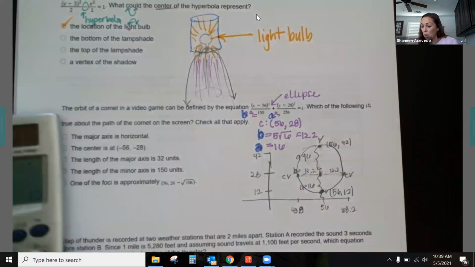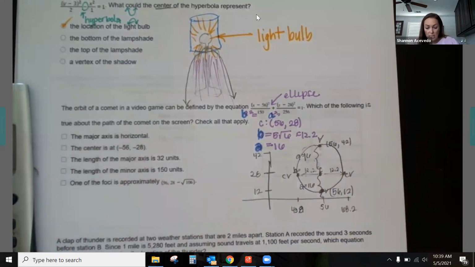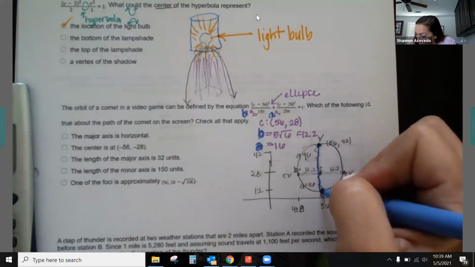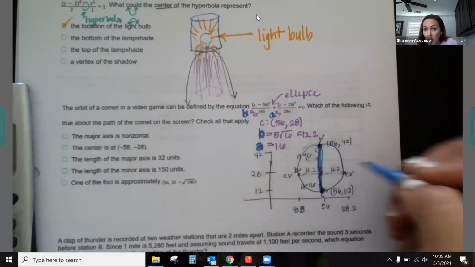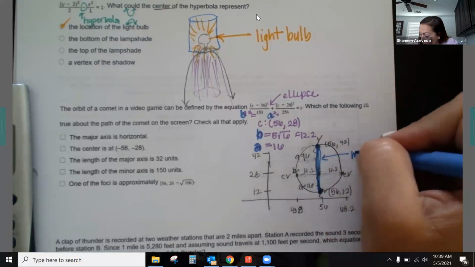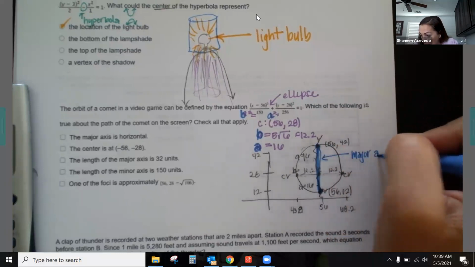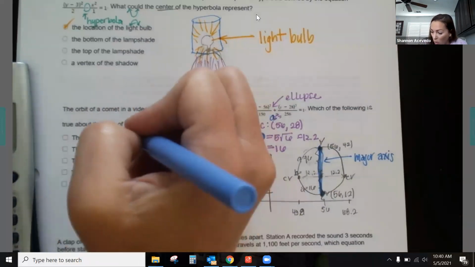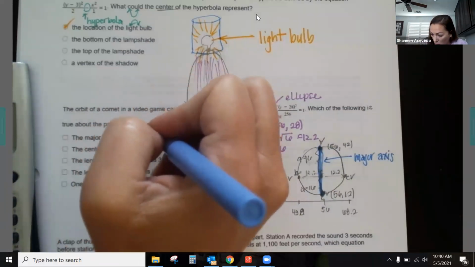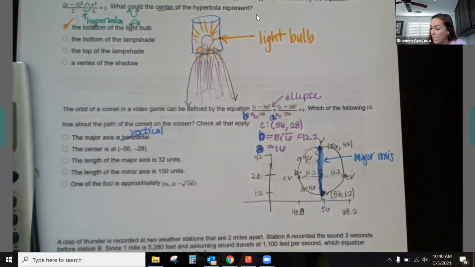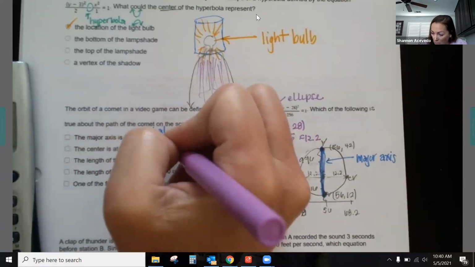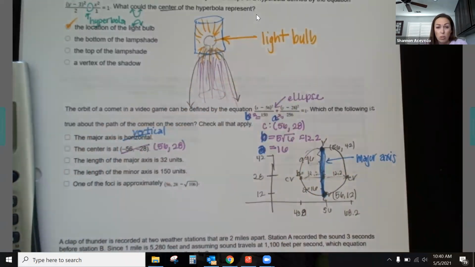Okay, so why do I care about this? Well, it says the major axis is what? My major axis goes from vertex to vertex. So if I look here from vertex to vertex, this is what we call our major axis. And that major axis is going up and down, so we call that vertical, not horizontal. It says that my center is at negative 56, negative 20. That is not correct. It should have been positive 56, positive 28. So that is also not correct.